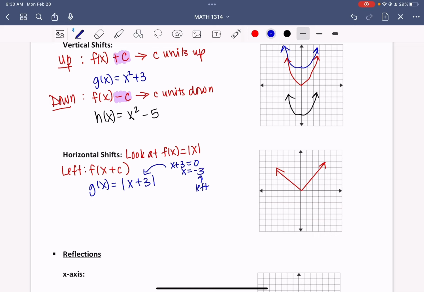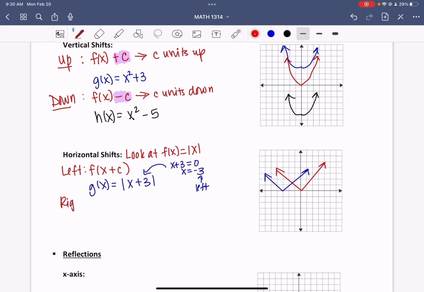1, 2, 3. And so I get a graph that looks like this. Again, still maintaining its V shape. It's still an absolute value function. It's just been shifted left. The other type of horizontal shift is the right.